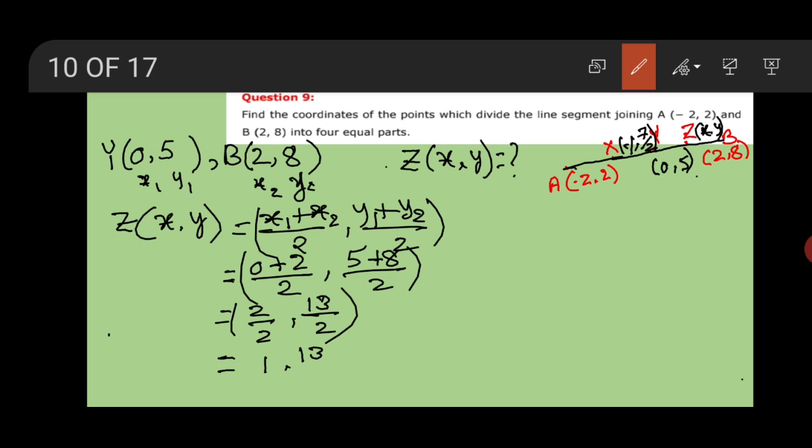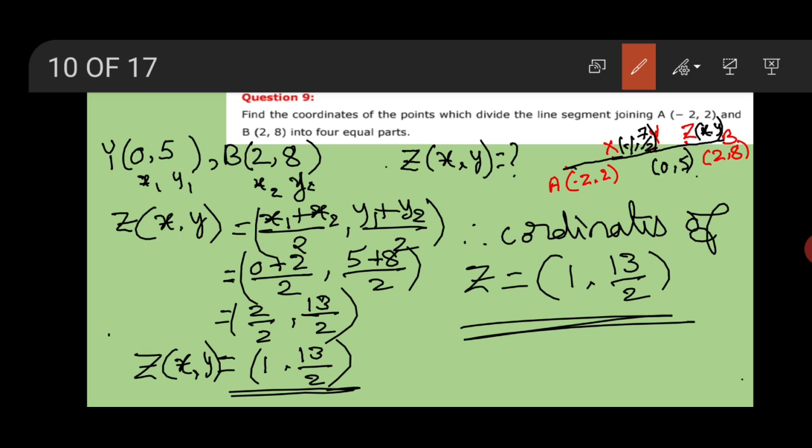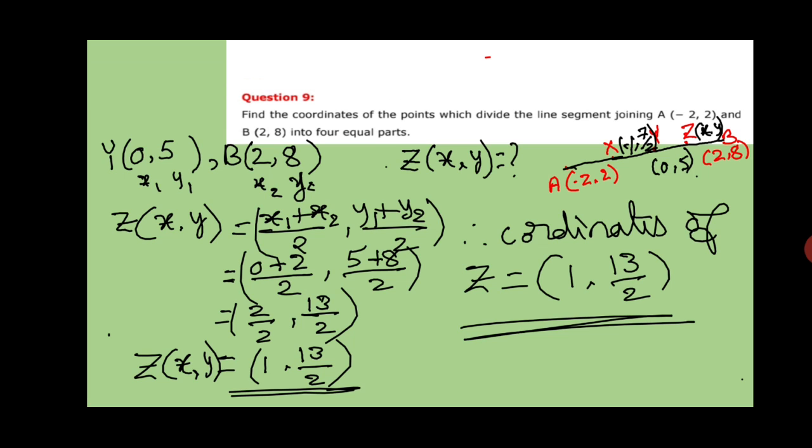Add them: the sum of 8 plus 5 is equal to 13, divided by 2. So simplify, 1 and 13 divided by 2. So coordinates of z is 1 and 13 by 2. Coordinates of z is (1, 13 by 2). Right? So finally, write the answer in a sentence.